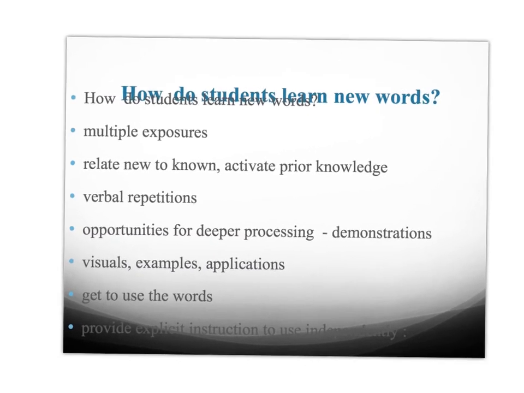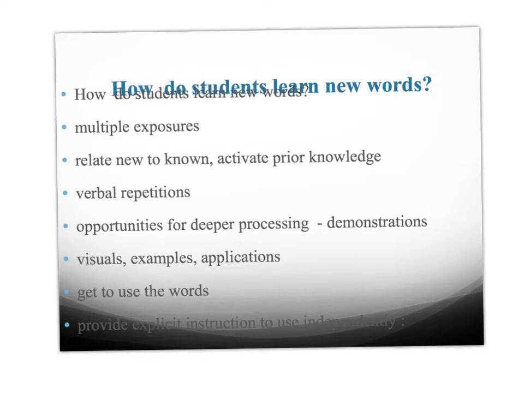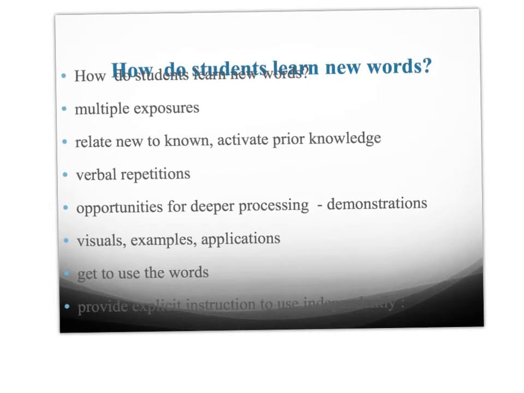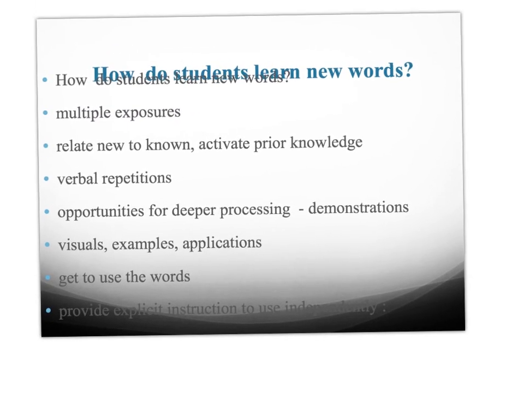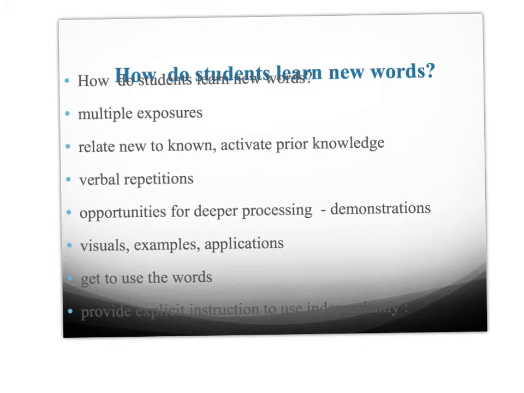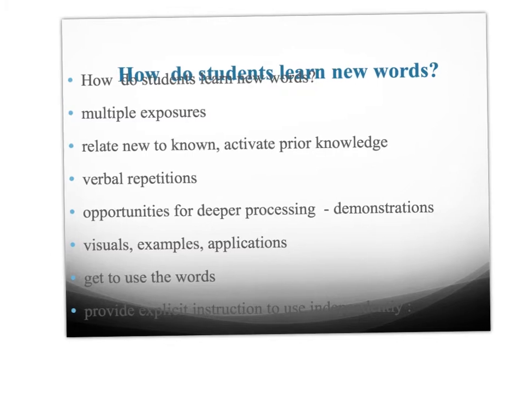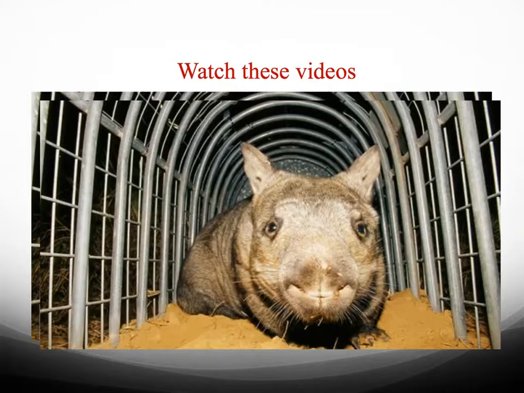So how do students learn new words? Multiple exposures. It says research indicates that you have to hear the word and use the word 19 times before it becomes part of your deep memory. You can activate prior knowledge. I use mnemonic games for teaching words sometimes. Repetition is always good. Demonstrations, visuals, examples, getting the children or the students to use the words actively themselves, applying the words, and then explicit instruction, modeling over and over again.